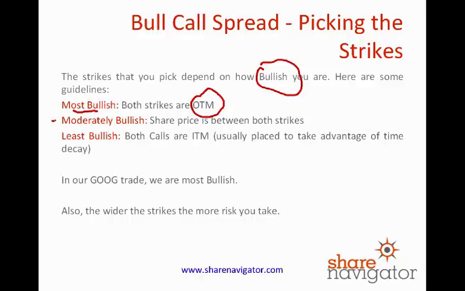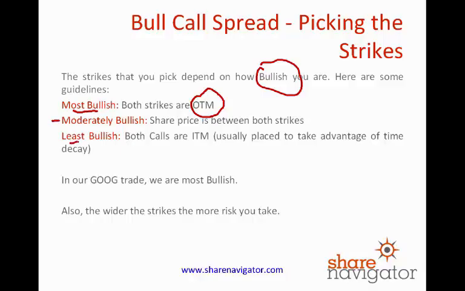If you're moderately bullish and you'd like to play it safer, what you would do is make sure your share price is in between both strike prices. So for example, with Apple, if Apple was trading at 105, you might buy the 102 call and sell the 110 call, something like that.